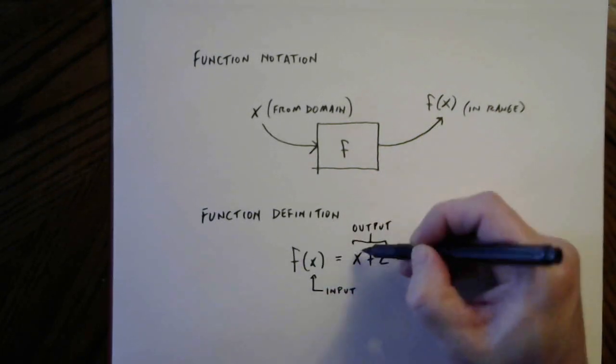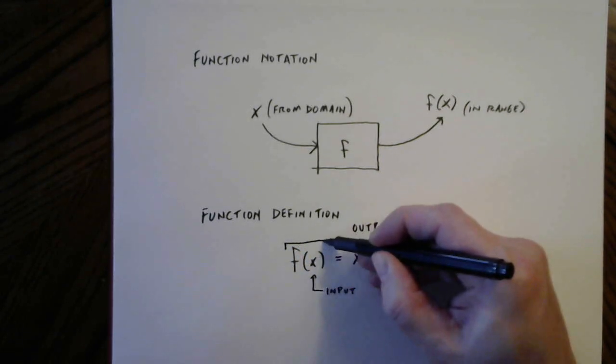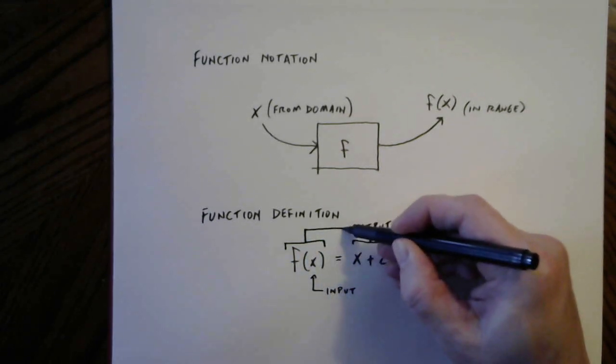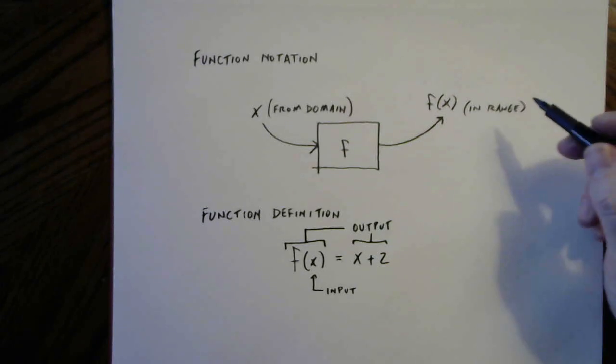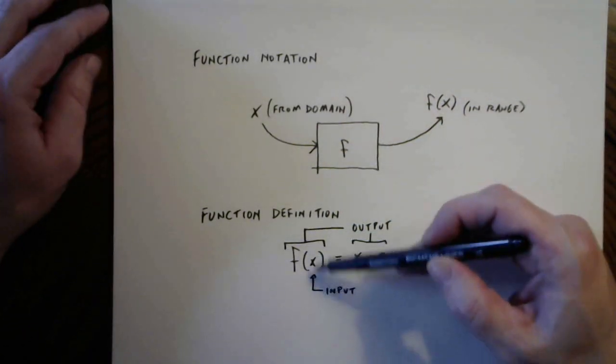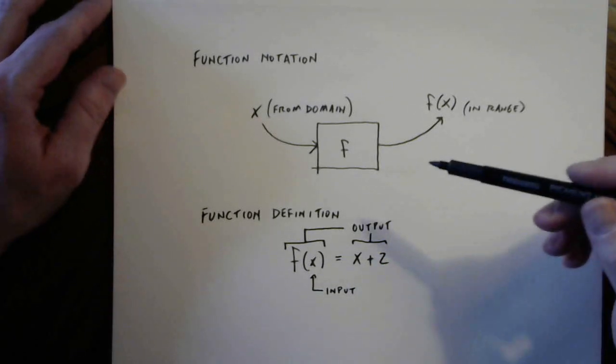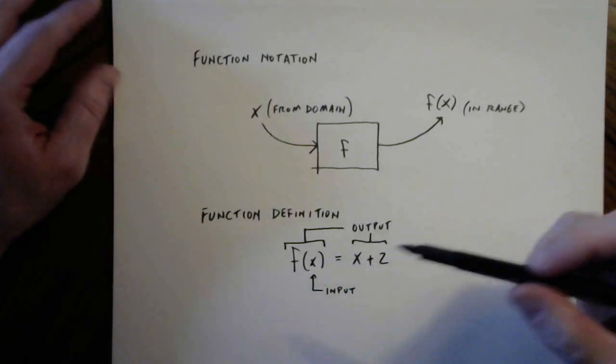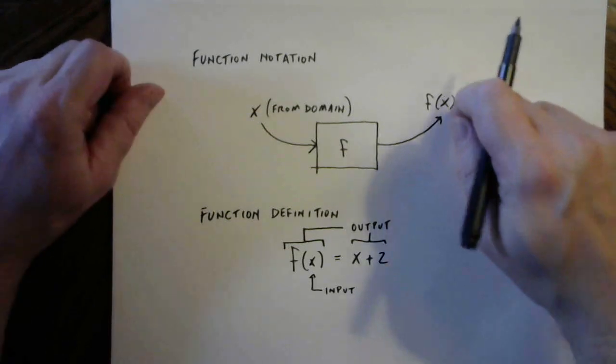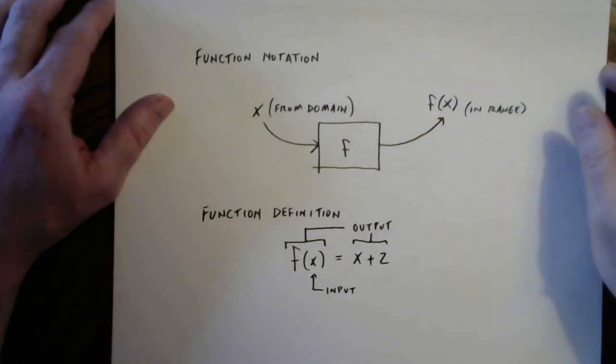And of course, if these are equal, these are the same. So this is my output as well. So f of x is the output. x is the given input. Sounds like I'm going in circles here, but what's on the right defines the output in terms of the input.